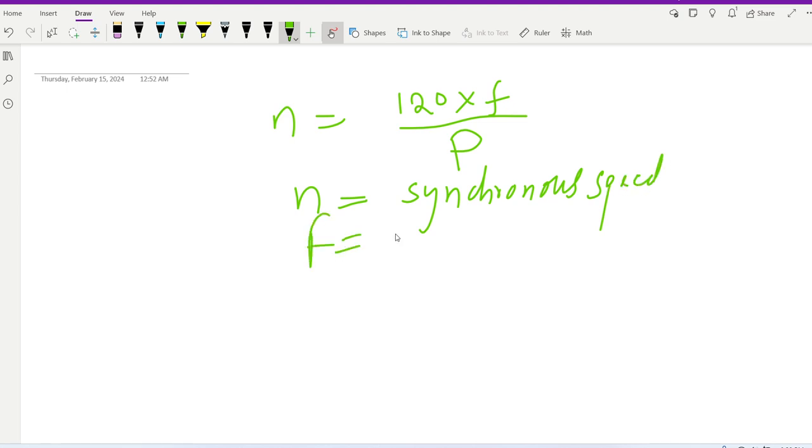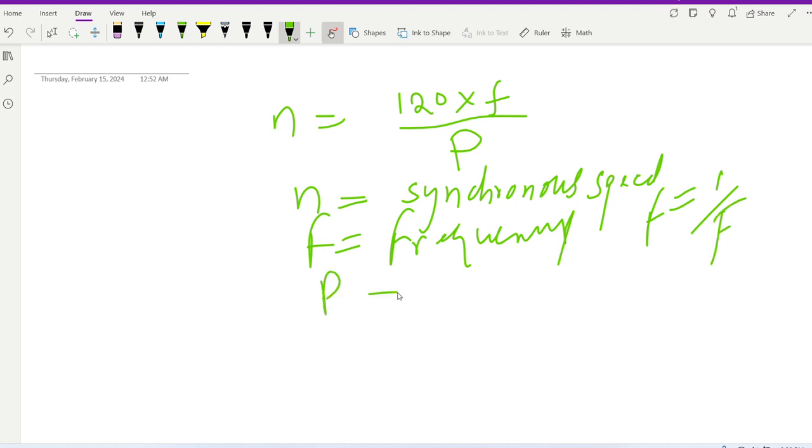F is frequency, meaning the number of cycles per second is called frequency. Time period equals 1 divided by F. So you should remember this also. P here means number of poles. So here, this is a well-known formula.